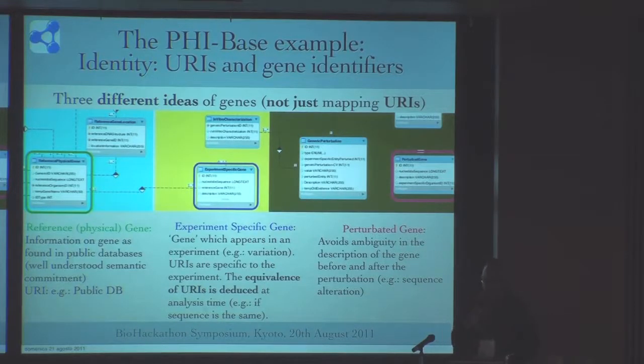And then there is an experiment-specific gene. So I'm describing the observed interaction, like the perturbation on a gene and observed phenotype, and this gene has its own URI. But you can never say that this gene is equivalent to another gene in the design of your RDF, at the URI level, because this is essentially a deduction that you make for a specific analysis. So the equivalence of URIs for the experiment-specific gene is something that you only deduce. For a given use case, you can see under which condition you consider two genes the same, and then move on.